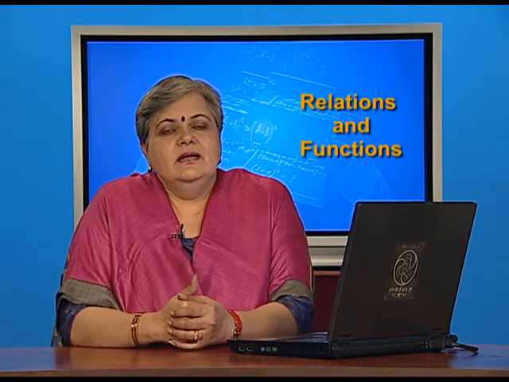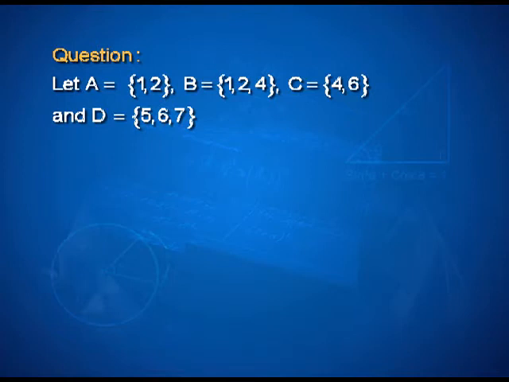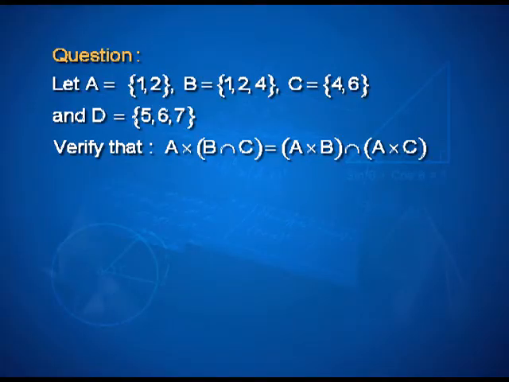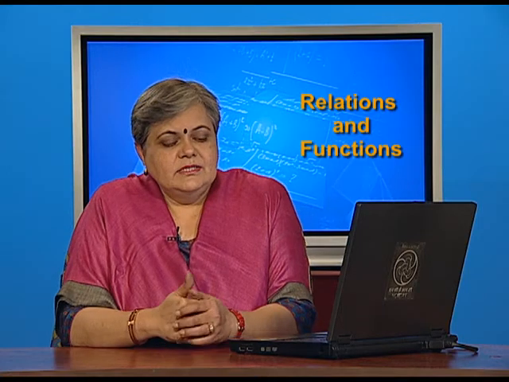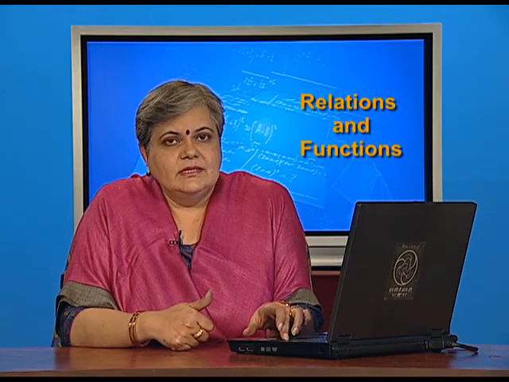Here is a little exercise for you. Let A be the set {1, 2}, B {1, 2, 4}, C {4, 6} and D has {5, 6, 7}. You are asked to verify that A cross (B intersection C) is the same as (A cross B) intersection (A cross C). It is a very simple exercise which starts by first finding the left hand side and right hand side, and show that these two are equal.